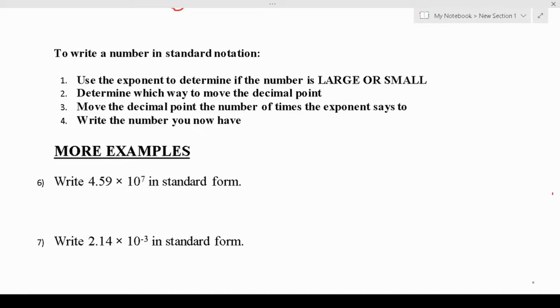As I alluded to earlier, if the exponent's positive, you're moving it to the right. If the exponent's negative, you're moving it to the left. Move the decimal point the number of times the exponent says to, and then write the number you now have. So let's go ahead and get some practice doing that.